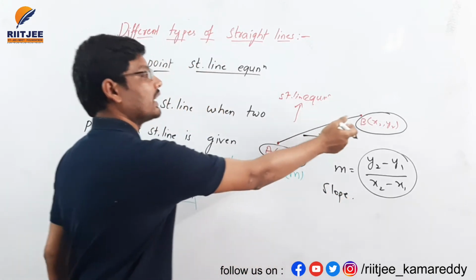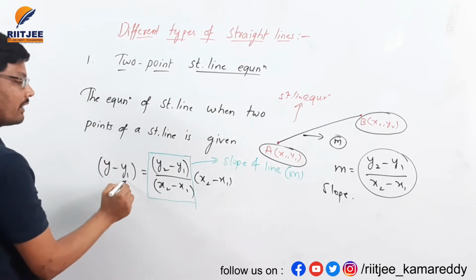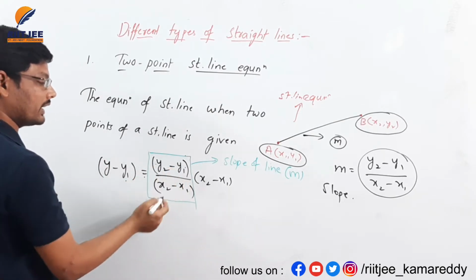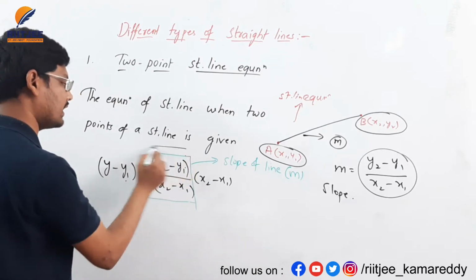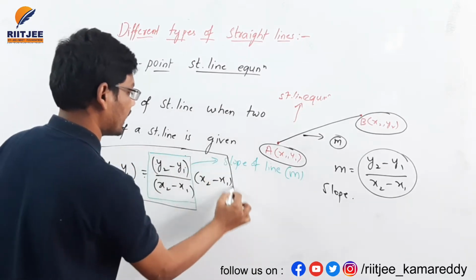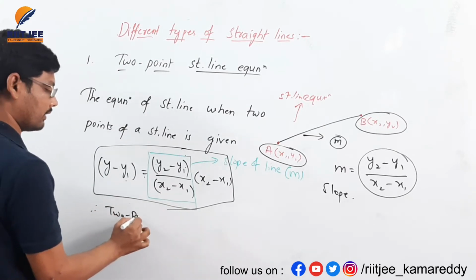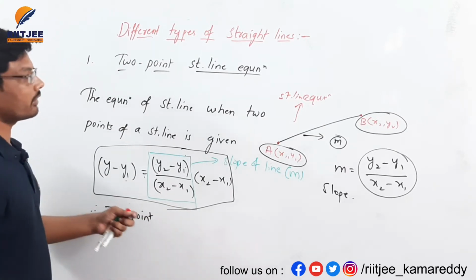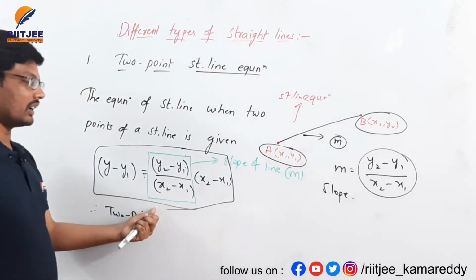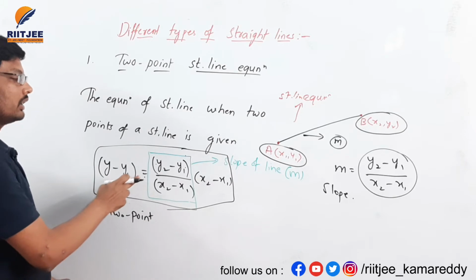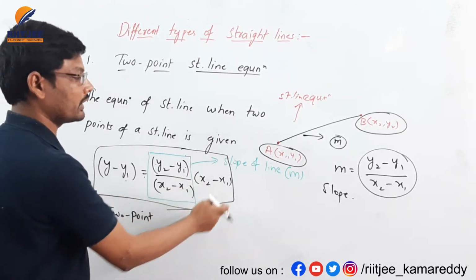When 2 points of a straight line are given, then the equation of straight line is y minus y1 is equal to y2 minus y1 by x2 minus x1 into x minus x1. This is the equation of straight line when 2 points are given. Listen carefully. Y minus y1 is equal to y2 minus y1 by x2 minus x1 into x minus x1.